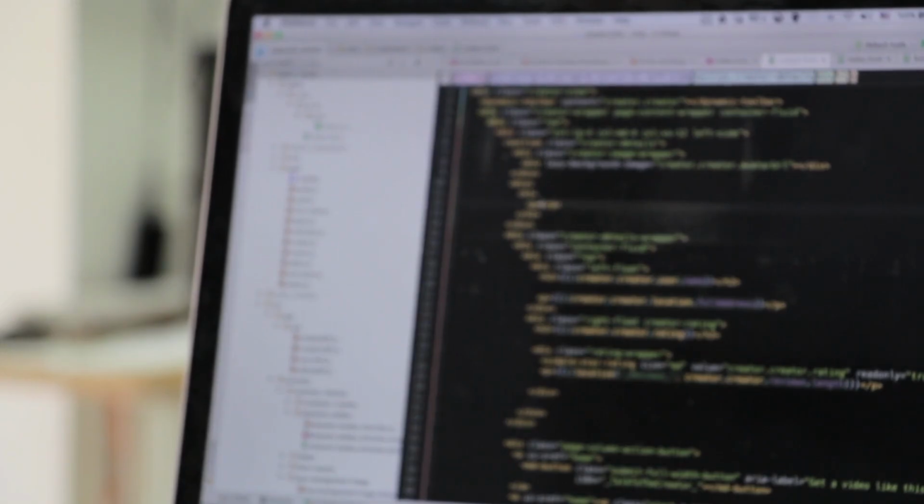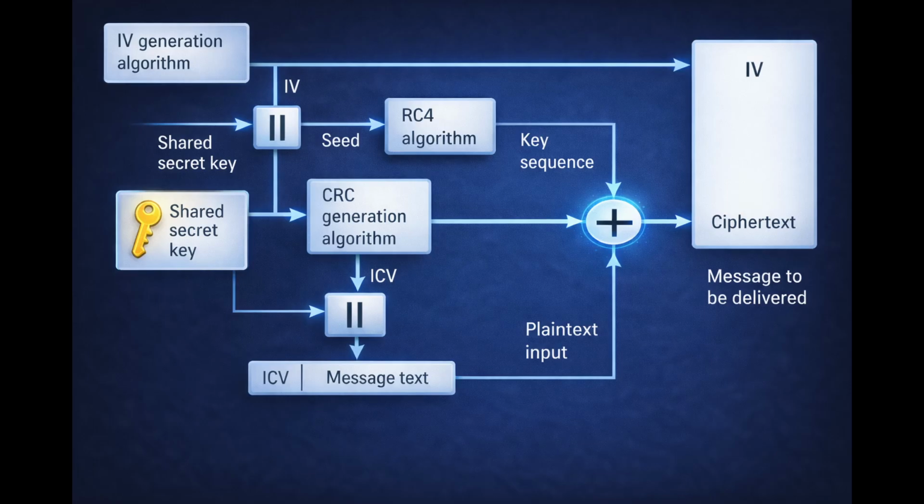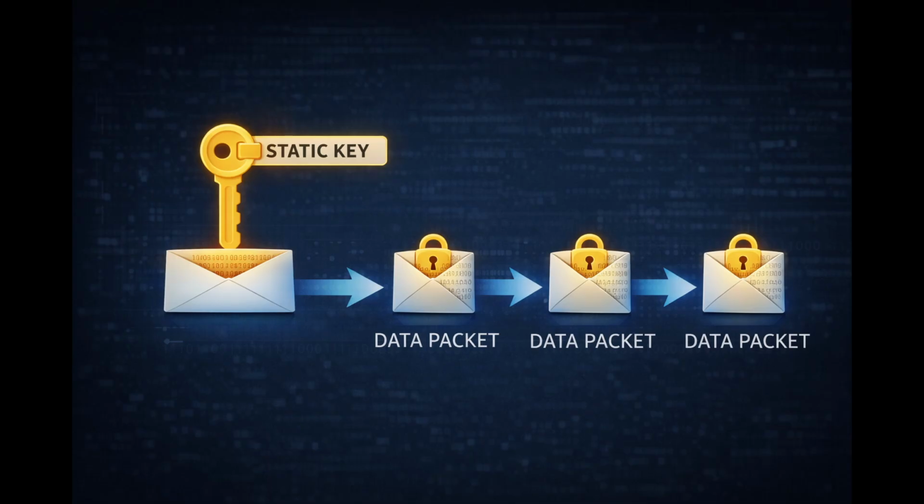Certain IV values lead to predictable patterns in the RC4 keystream. These so-called weak keys can be exploited using statistical attacks, such as the Fluhrer-Mantin-Shamir attack. By collecting a large number of packets encrypted with weak keys, attackers can gradually recover the secret key. A critical weakness of WEP is the use of a static secret key.